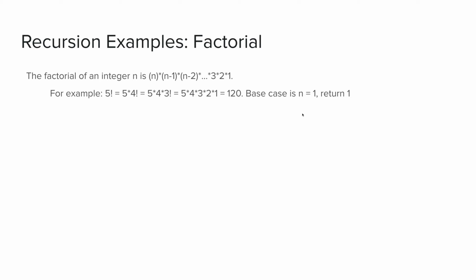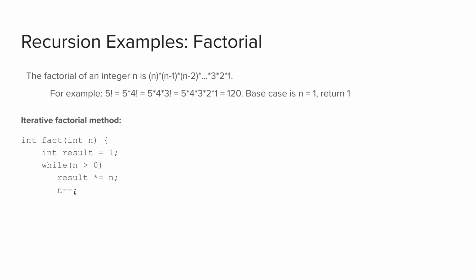Okay, here's an example. Let's see the example iteratively first. For fact of integer n, iteratively we can define a result that is 1, that's the product. Then while n is greater than 0, result is result times n, and n minus minus. So subtract from n until n is no longer greater than 0. Finally, when we're done with the while loop, we can return result.